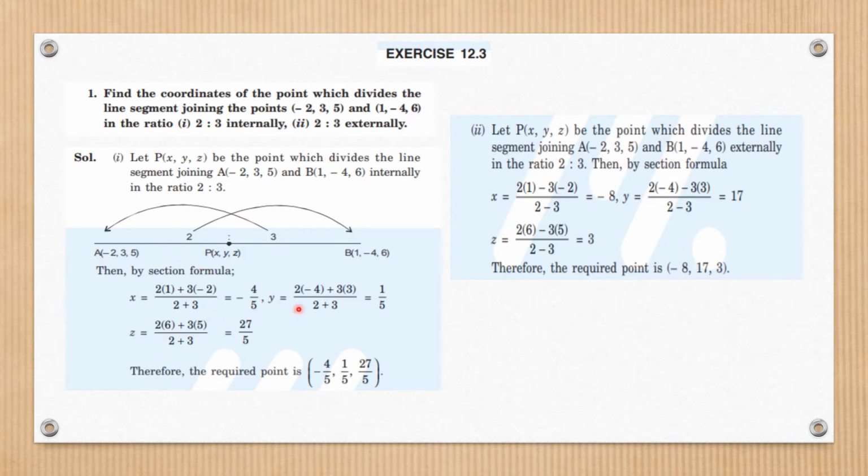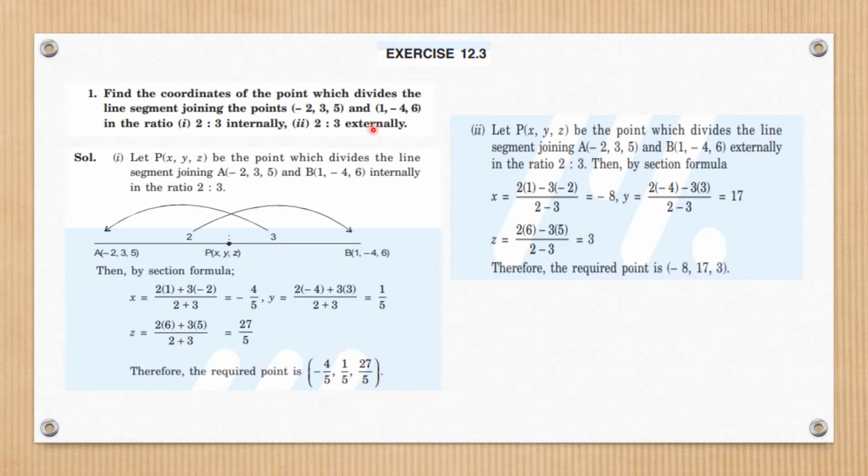Similarly, for y coordinate, it is 2 into minus 4 plus 3 into 3 upon 2 plus 3, that is 5. And for z, it is 2 into 6 plus 3 into 5 upon 2 plus 3. So it becomes minus 4 by 5, 1 by 5 and 27 by 5.